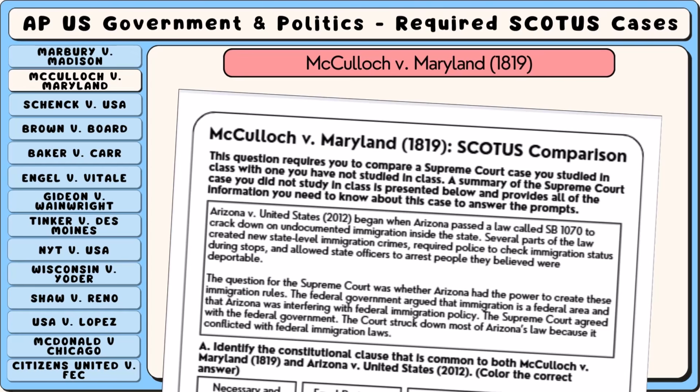And for this lesson's free response practice question, we compare McCulloch to another case that was settled through the Supremacy Clause. So don't miss that, as it could be another angle from which you have to tackle the McCulloch case in the exam.